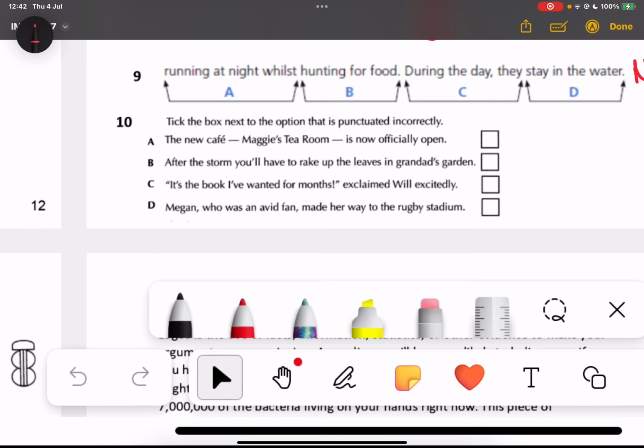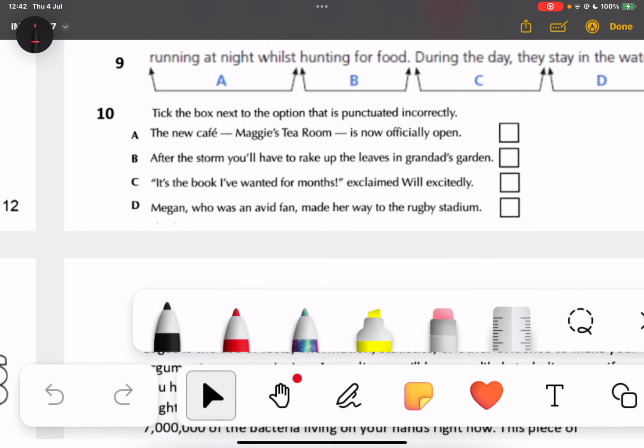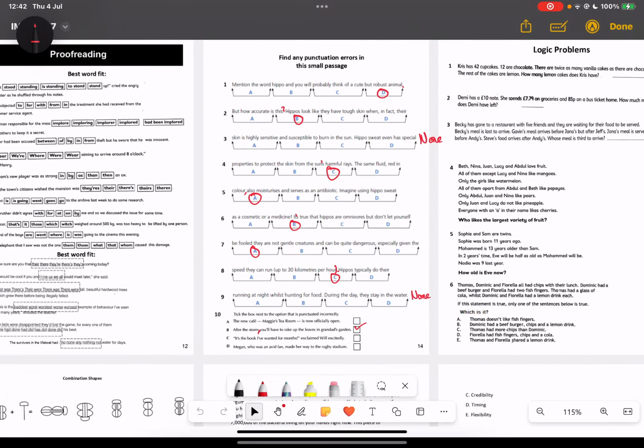Tick the box next to the option that is punctuated incorrectly. A. The new cafe, Maggie's Tea Room, is now officially open. B. After the storm, you'll have to rake up the leaves in Grandad's garden. C. "It's the book I've wanted for months," exclaimed Will excitedly. And D. Megan, who was an avid fan, made her way to the rugby stadium. Well, this will be B, because it should be after the storm, comma, you'll have to rake up the leaves in Grandad's garden.